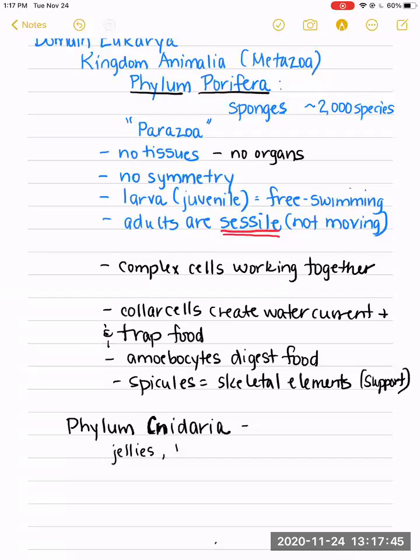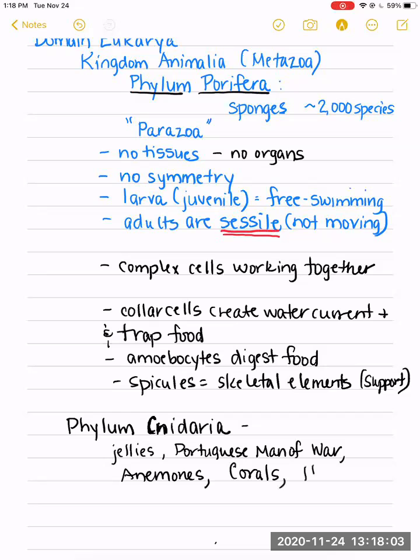It includes the Portuguese man-of-war. It includes anemones. It includes corals and hydra. Hydra are freshwater. Everybody else is marine, meaning they're in the ocean.